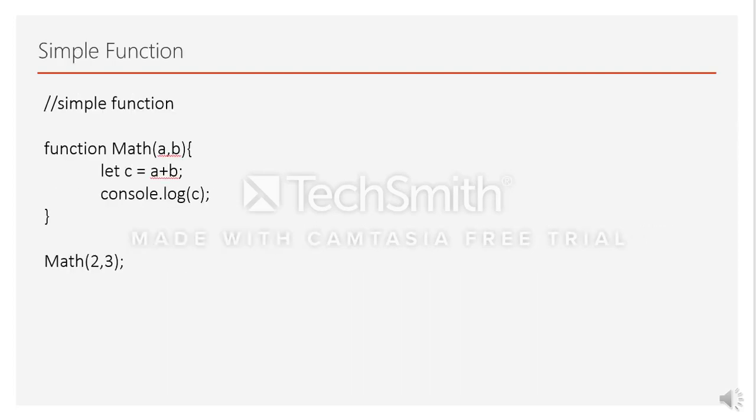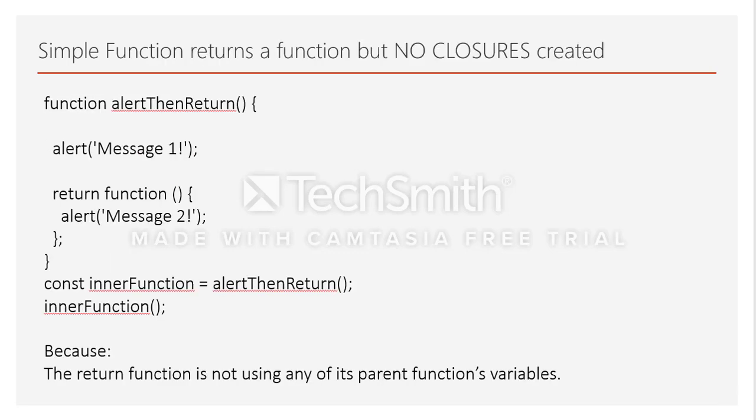Now we have understood this, and now let's see closure in action. See, a simple function returns a function, but no closures are created. There's no closure created because the inner returning function is alerting a message, and it doesn't use any variables of its parent function. So there is no closure created here.